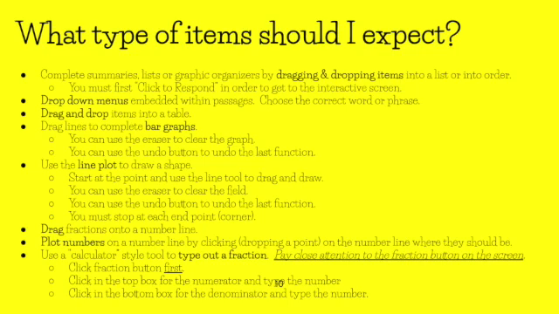Use the line plot to draw a shape. Start at the point and use the line tool to drag and draw. You can use the eraser to clear the field. You can use the undo button to undo the last function. You must stop at each endpoint, the corner.